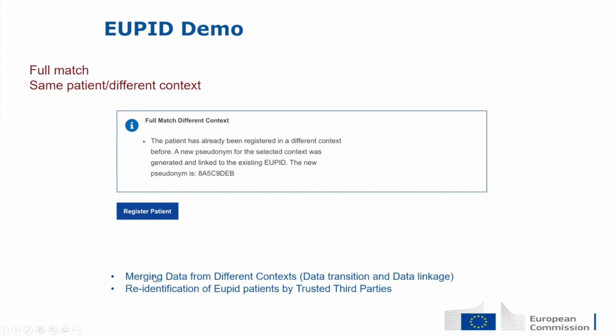Obviously, now one can wonder what happens then. We are now working together with the AIT on merging data from different contexts. This will be the data transition and data linkage service. And as I mentioned before, a quite special feature of EUPID is also the re-identification of patients by trusted third parties. So I believe that was the last one, Mikael?